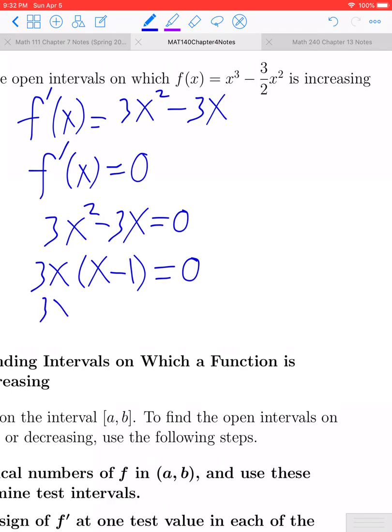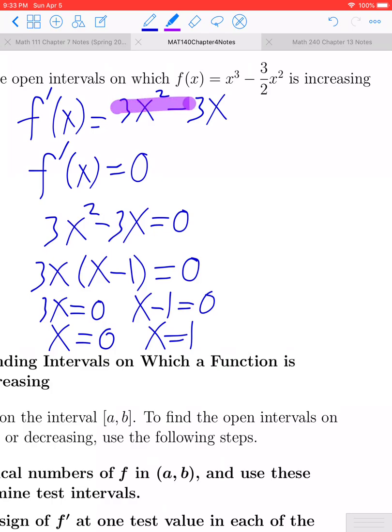Set each factor equal to 0 independently. We get 3x equals 0 and x minus 1 equals 0. Divide both sides by 3, we get x equals 0. And add 1 to both sides, we get x equals 1. These two values represent where the derivative is equal to 0. This function, f prime of x, is a continuous function. It's just a polynomial for the derivative, which means that it satisfies the intermediate value theorem.